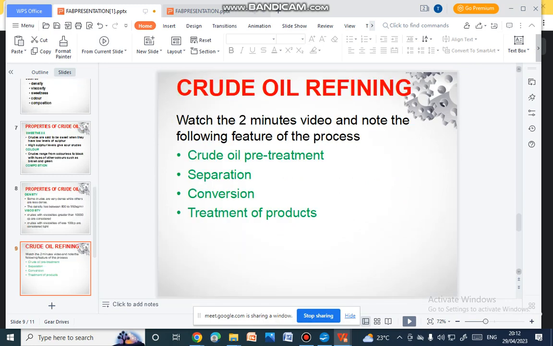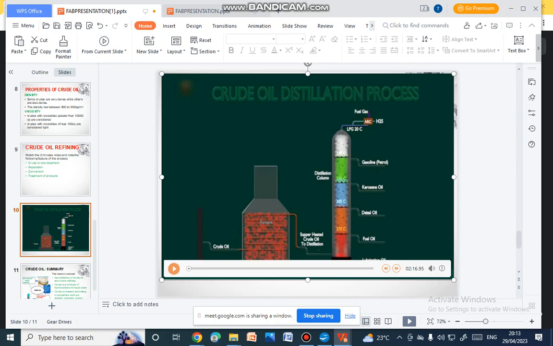After looking at the properties of crude oil, let us now look at the crude oil refining process. And in this section of the lesson, we are going to watch a 2-minute video, and as you watch this video, note the following features of the process: crude oil pretreatment, separation, conversion, and treatment of products.